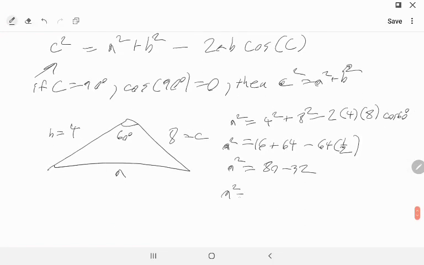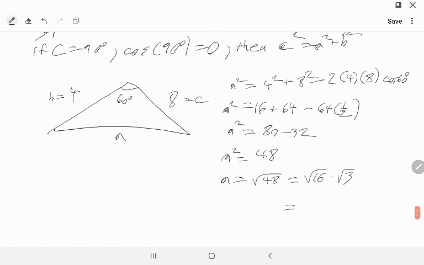A squared is equal to 48. And so A is going to be the square root of 48, which turns out to be the square root of 16 times 3. Sorry, the square root of 16 times the square root of 3. And so we end up getting 4 root 3. And so we notice if the angles are nice, it'll turn out to be fairly convenient. The angles will not often turn out to be nice.